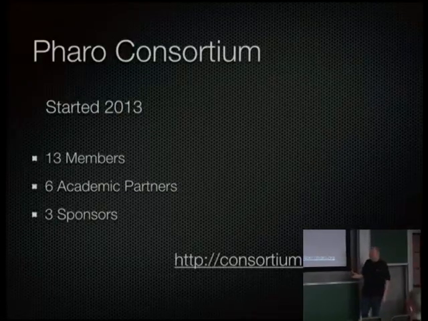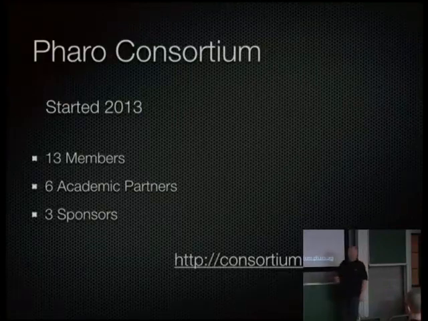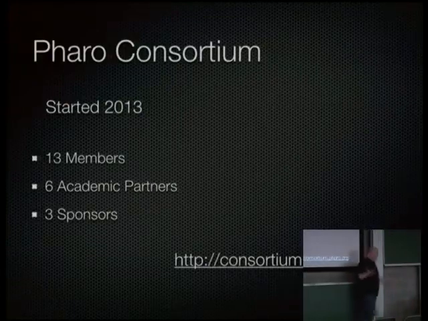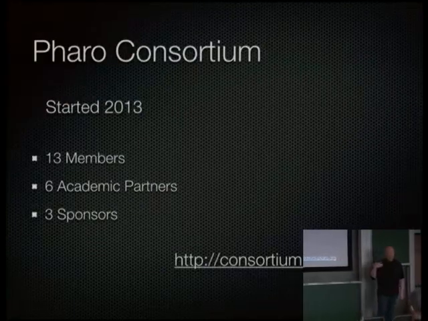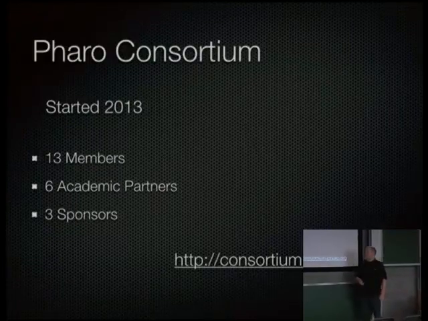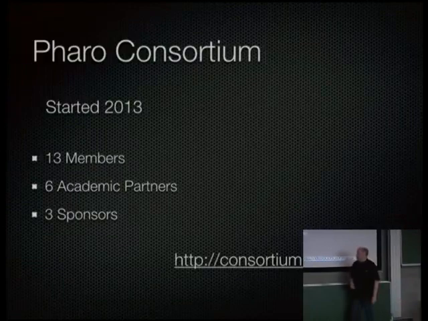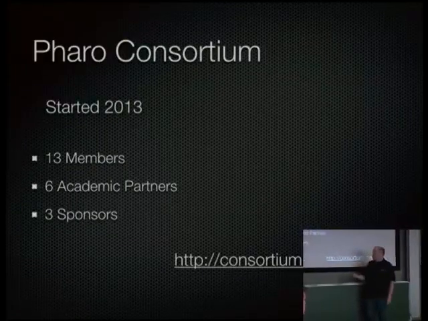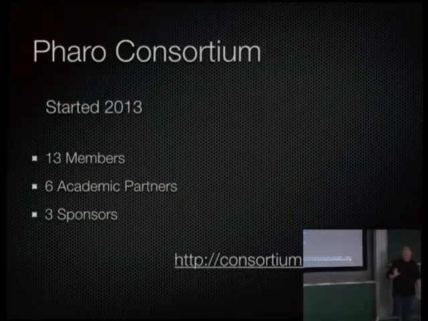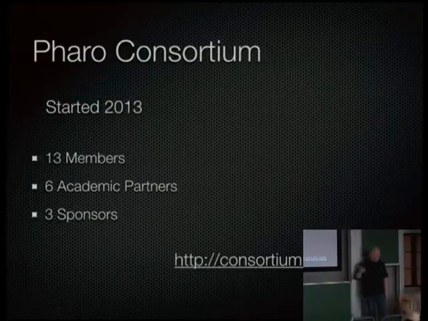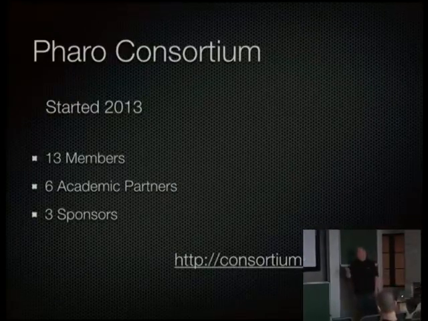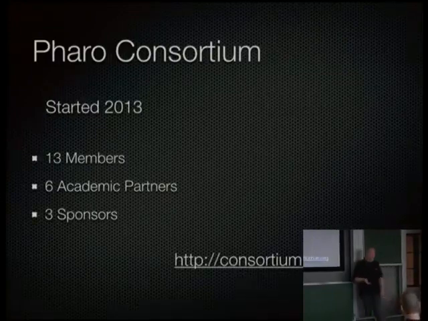And so the idea here is that the companies can give money to one organization, and that organization should be able at some point to hire someone full-time to fix bugs in Pharo, so that they don't have to do that themselves. Right now we have 13 members that are real companies. We have 6 academic partners and 3 sponsors. Sponsorship means you're not a member, but you're contributing. It's not yet enough to pay someone full-time, but it's already going in a good direction.